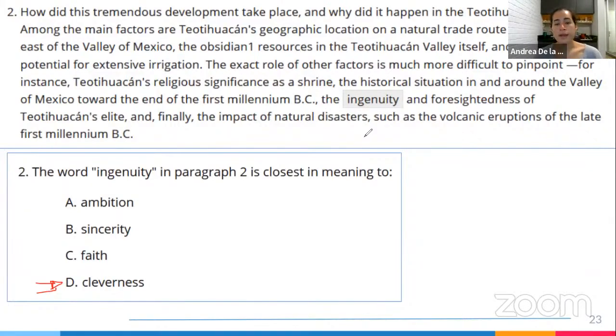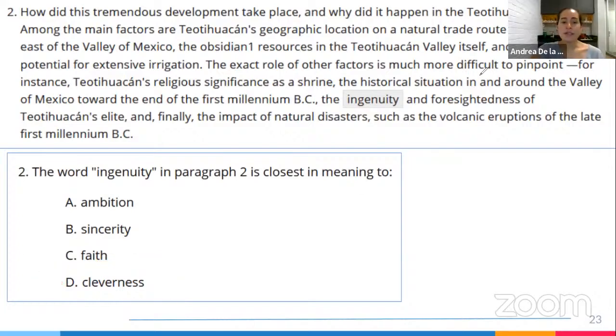So you're going to read the cleverness and foresightness of Teotihuacan's elite. If it makes sense, then that's it. It shouldn't take you more than 30 seconds and you move forward to the next question. We're just going to choose D and move on. That's the way to go.